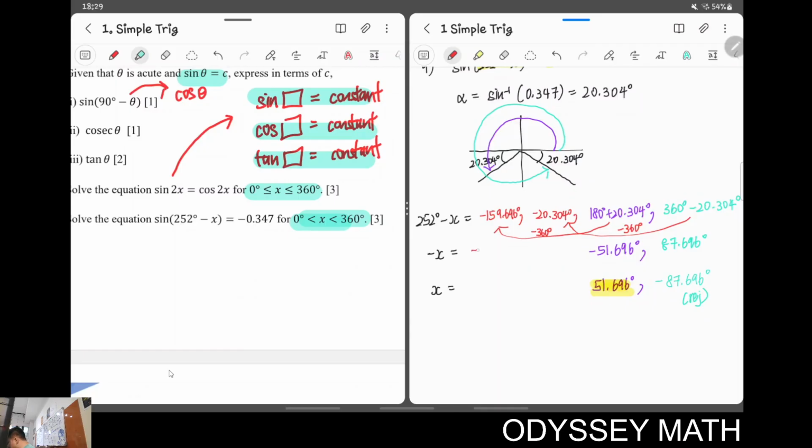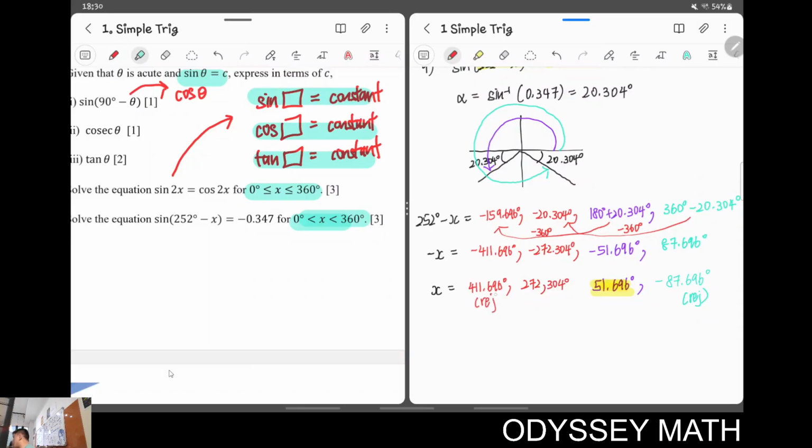This will be minus 411.696 degrees, and then this would be minus 272.304 degrees. Now you multiply minus throughout, so it will be 411.696 degrees and 272.304 degrees. And then, you know what to reject.